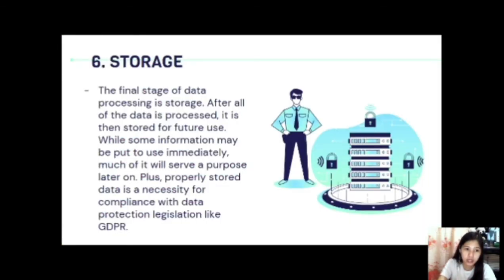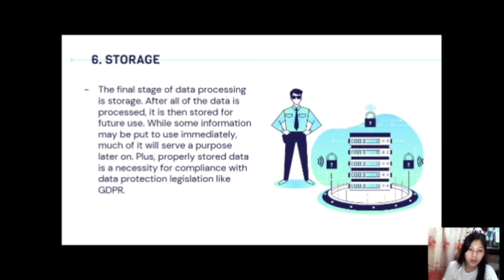Lastly is the storage. The final stage of data processing is storage. After all of the data is processed, it is then stored for future use. Plus, the properly stored data is a necessity for compliance with data protection legislation like GDPR. So, ang importance ng cycle na to is to allow quick access and retrieval of the processed information, allowing it to be passed on to the next stage directly when needed.